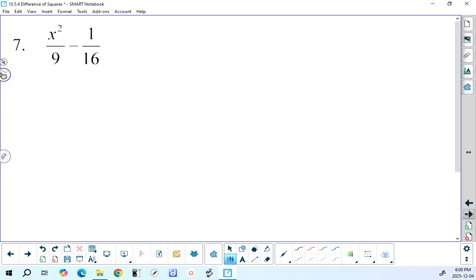One final example, x squared over 9 minus 1 over 16. Well, it's a difference of squares. What do you square to get 1/16? 1/4, because 1 squared gives you 1 on the top and 4 squared gives you 16 on the bottom. What do you square to get x squared over 9? X over 3. Because x times x on the top gives you x squared. 3 times 3 on the bottom gives you 9. 1 is a plus and 1 is a minus.